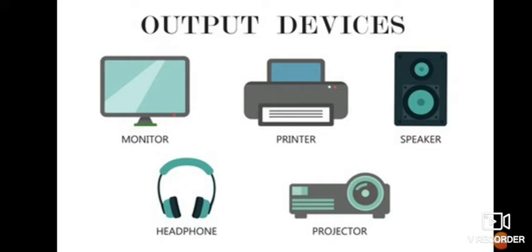Printer is an output device which is used to print text or graphics on paper, which is also known as printout or hard copy. Speakers, with the help of which we can hear the sound output from a computer. You can listen to songs, speeches and other different sounds through speakers.